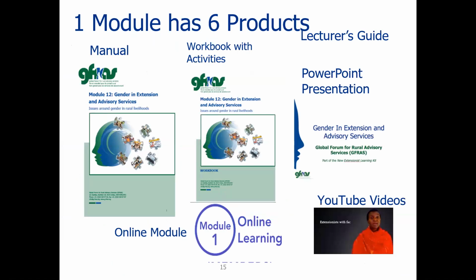For each module, there's 6 different products. There's a manual, which you can download from the GFROS website. There's a workbook for the learners that has a bunch of activities and tests and so forth. There's a lecturer's guide, which is especially useful for teachers. There's a PowerPoint presentation. There's the online module. I'll give you the website at the end. And then there's a set of YouTube videos, in which the authors of the New Extensionist explain a little bit about their modules. And there's actually 57 YouTube videos if you go on to the GFROS website.